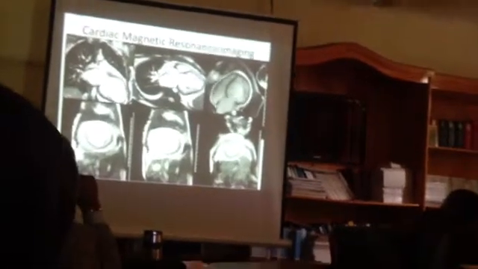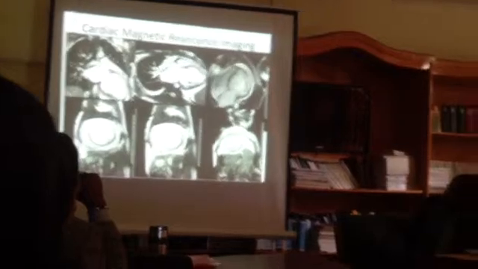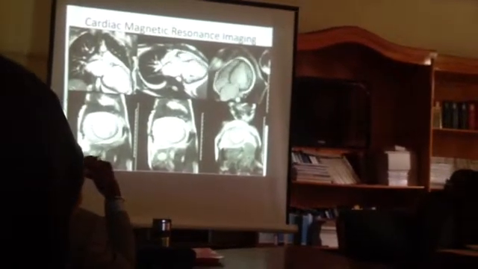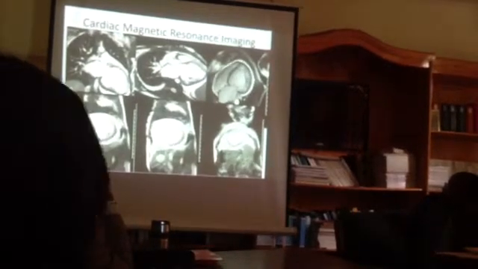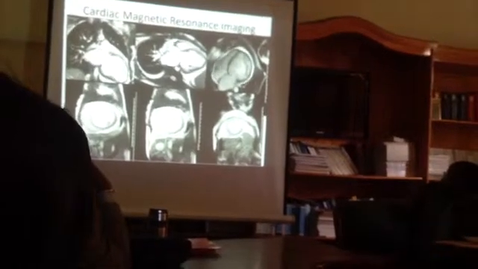You could see that the walls are not moving that much. Now, sometimes you get a clue from here that the walls are so thin and bright. When the walls are so thin and bright, you know that this muscle is actually dead. And probably this person will not need revascularization.